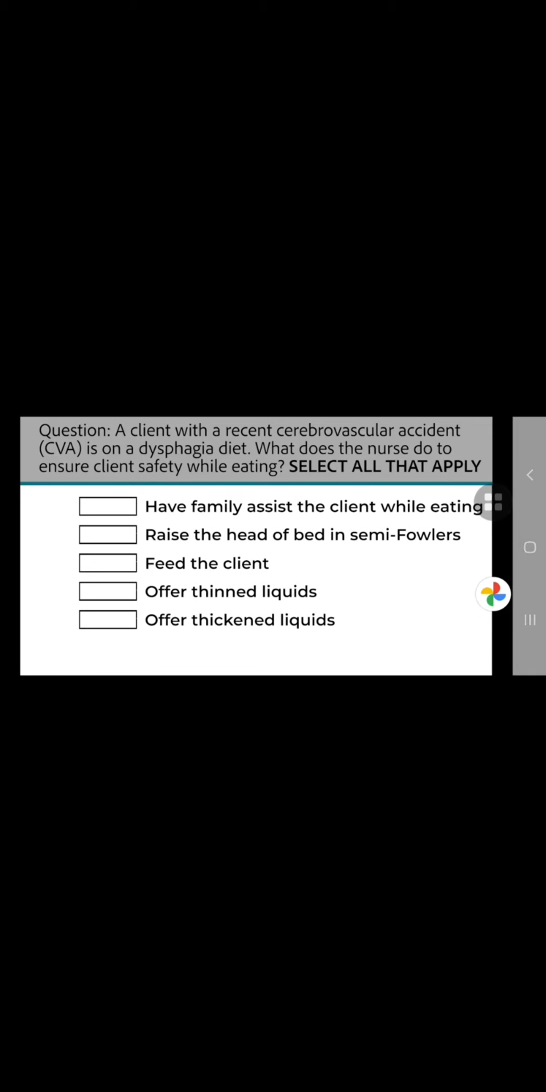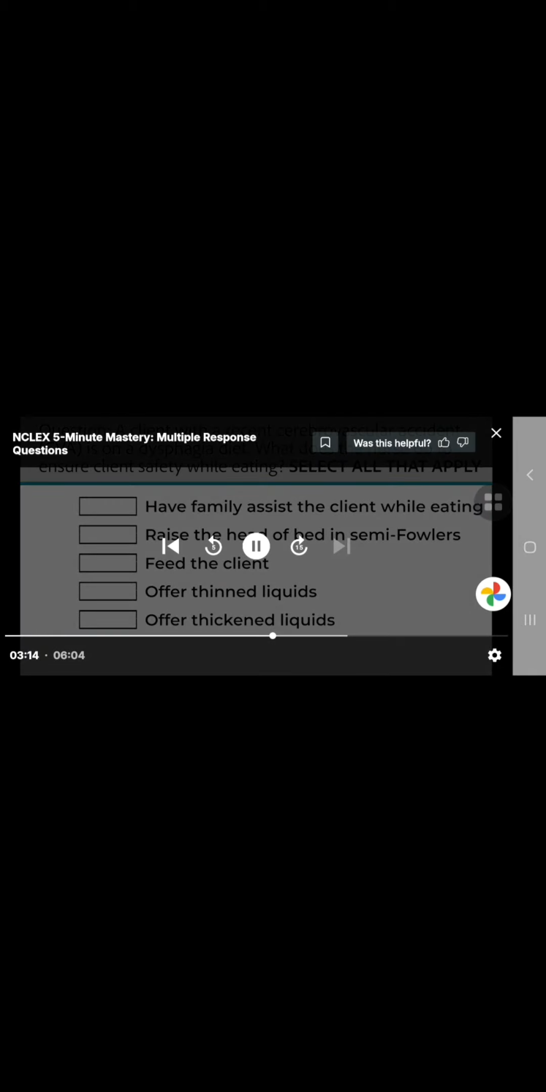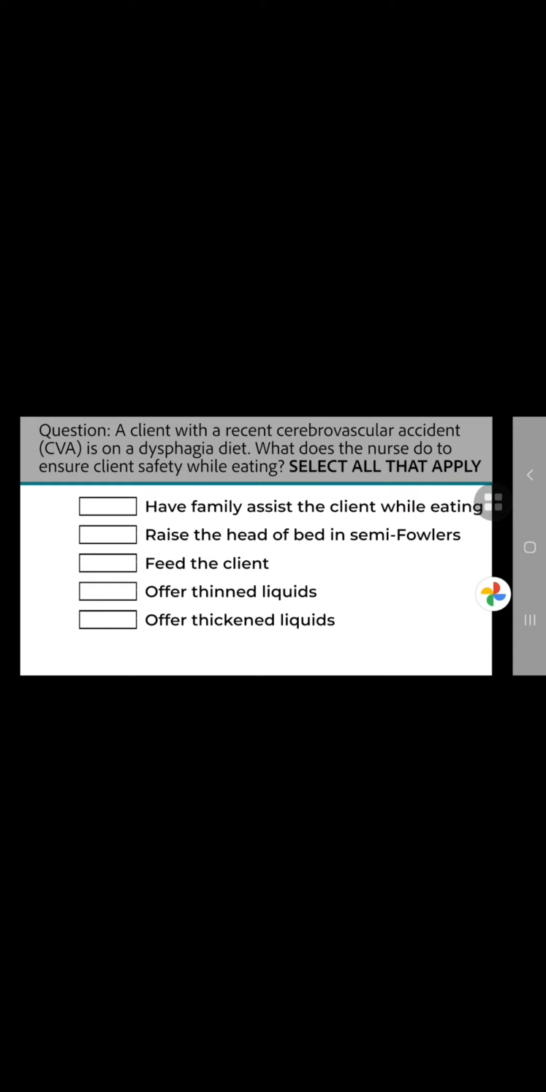Let's look at the same question with different SATA options. Should the nurse have the family assist the client while eating? True or false? Well, false. Many family members aren't actually helpful to the client with dysphagia and don't understand that they need to eat more slowly. Does the nurse place the head of the bed in semi-Fowler's? This is false. That is actually too far back for the client to eat safely. So the client with dysphagia needs to sit up more than semi-Fowler's.